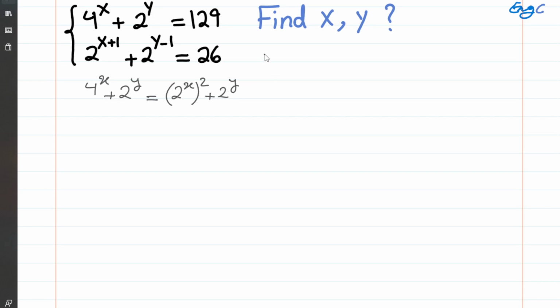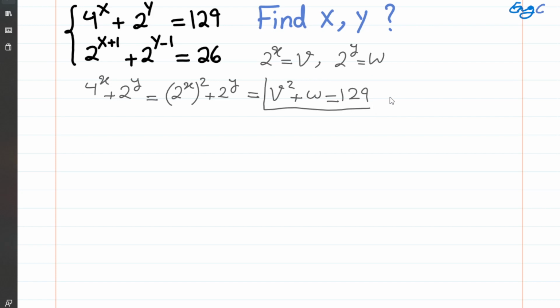Now we're going to do this change of variable: 2 to the x, let's name it as v, and 2 to the y, let's name this as variable w. So if we use those and rename them here, we get 2 to the x to the power 2 is v squared, and then we have w, equal to 129 as is given in the first equation. So let's name this as our equation number 1.